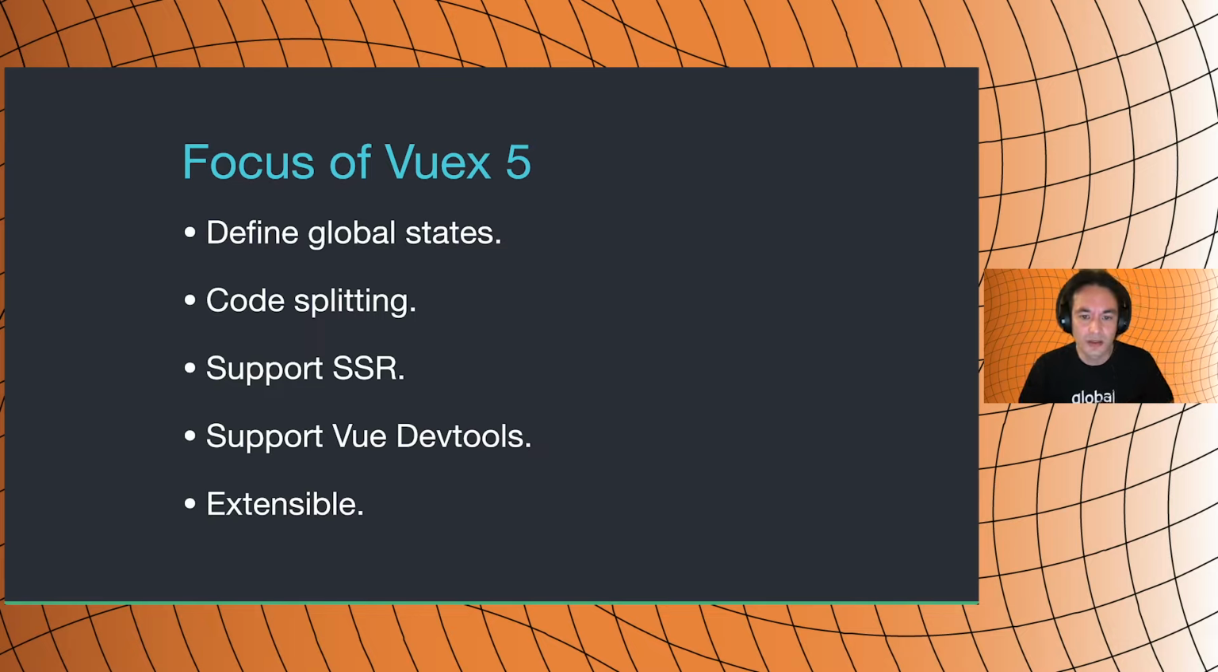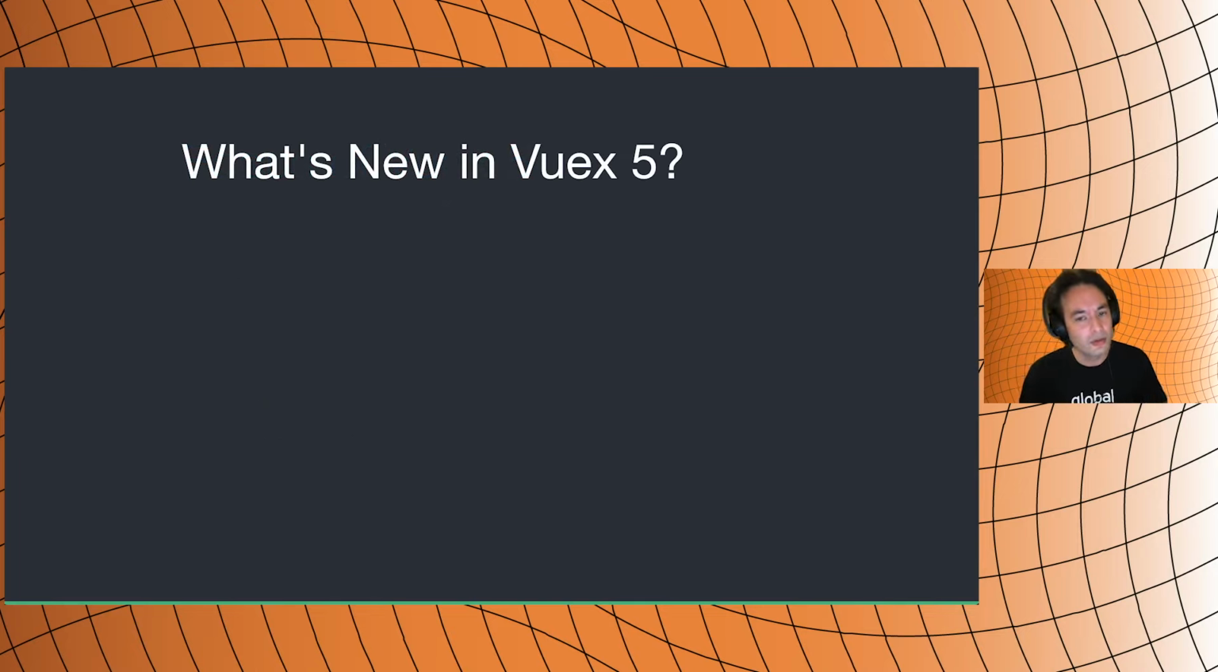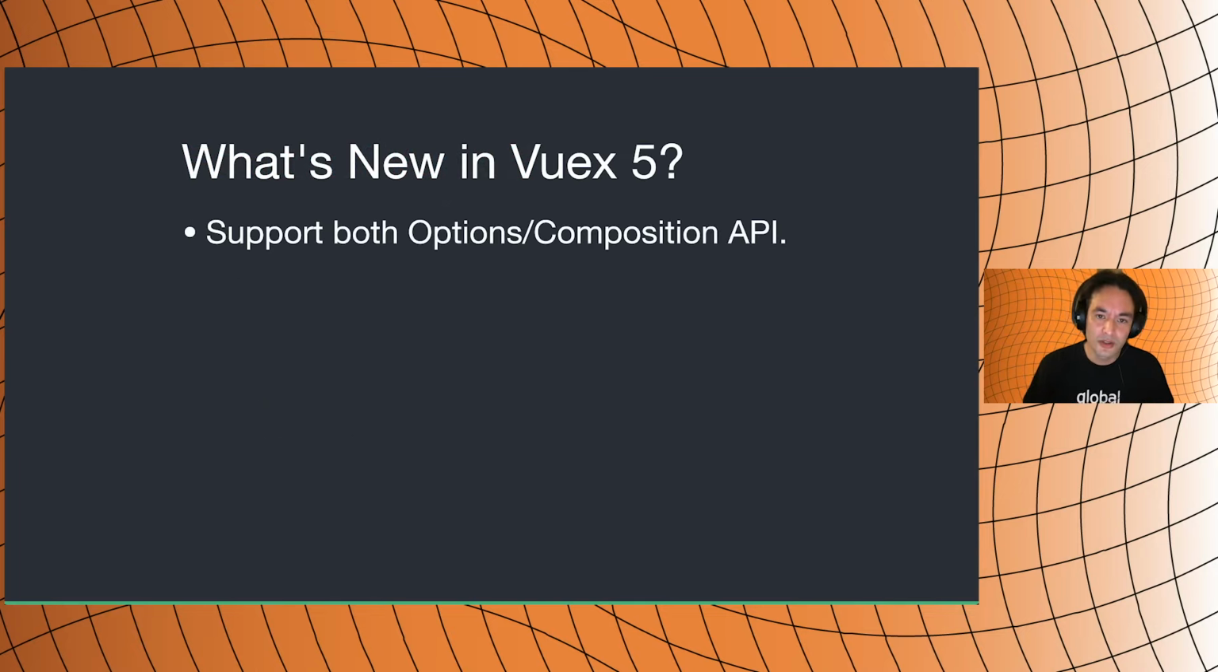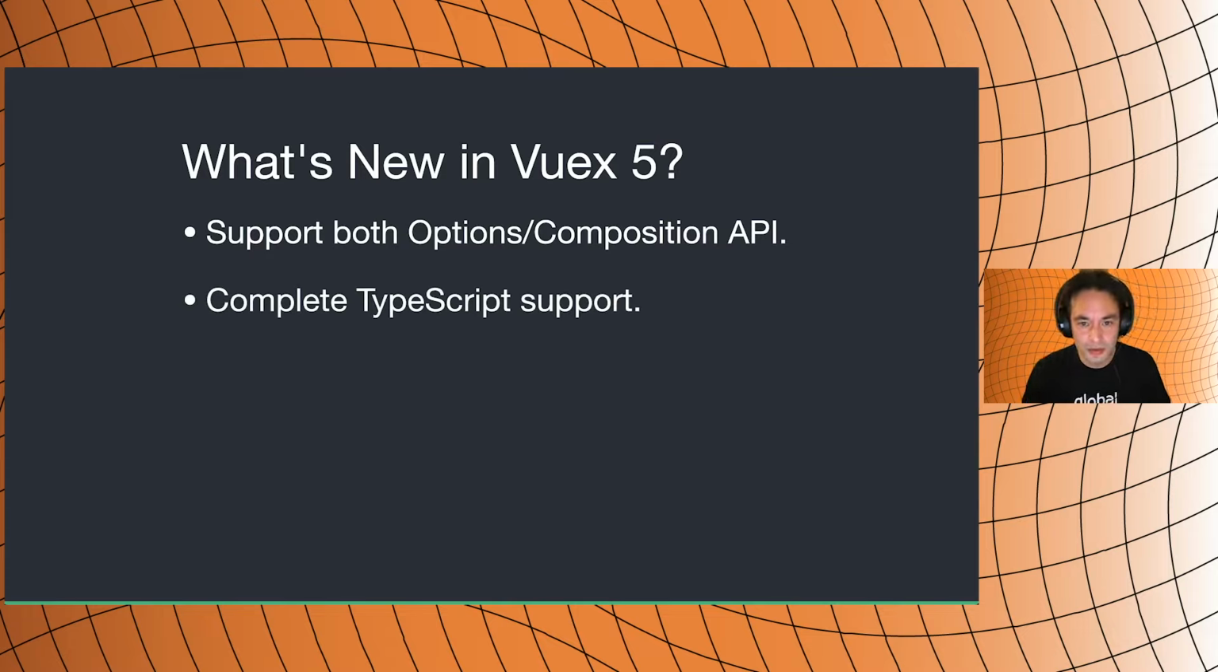So these are the core focus of Vuex 5. It's meant to be an official plugin that manages the global state on Vue. So having that in mind, what's new in Vuex 5? Well, it supports both Options API and Composition API. It has complete TypeScript support. Not only will the code be rewritten in TypeScript, every single API should be typed.